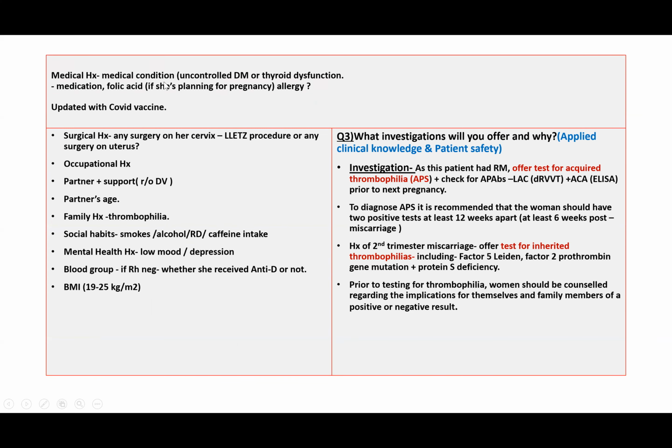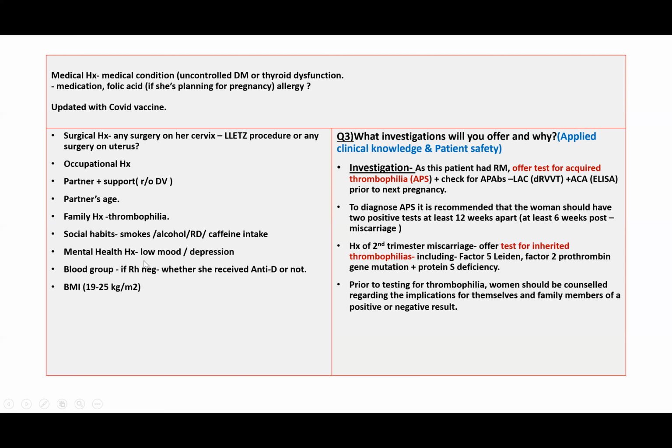Medical history, inquire about the medical condition. So whether she's having uncontrolled diabetes or thyroid dysfunction, she's on any medication, and whether she's taking folic acid, if she's planning pregnancy, any allergy, whether she's updated with COVID vaccine. Surgical history is important. Any surgery on her cervix, latest procedure, or any surgery on uterus. Occupational history, then inquire about the partner and support to rule out domestic violence. Partner's age is important. Family history of thrombophilia, social habits, smoking, drinking alcohol, any recreational drug or caffeine intake.